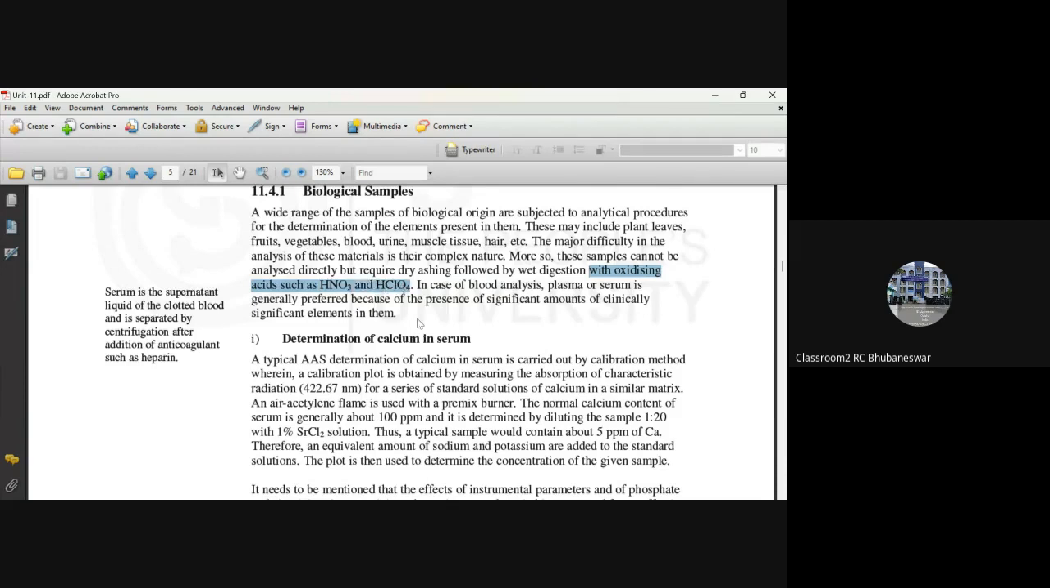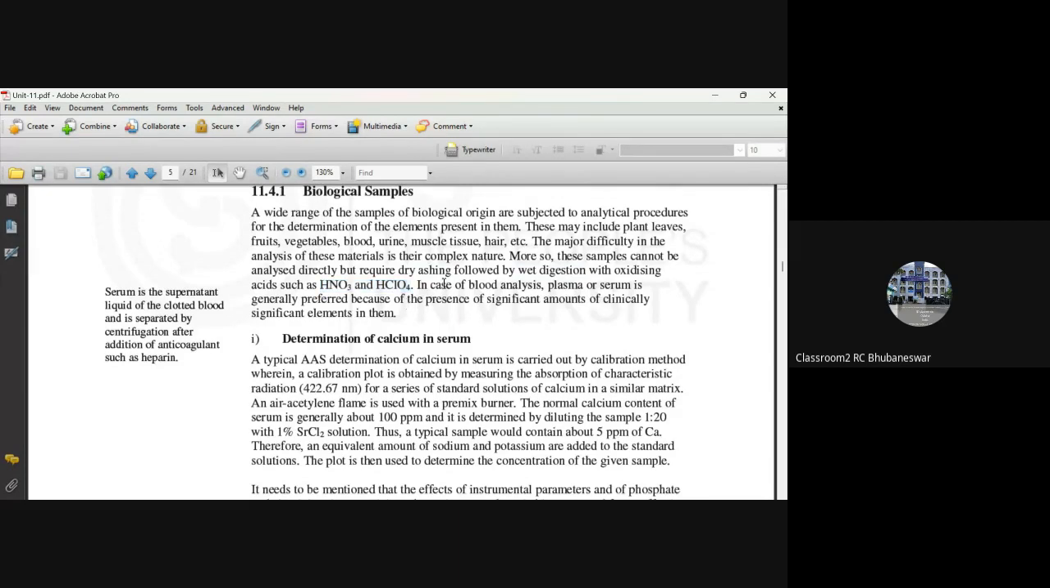These are very good strong acids. First, you have to do dry ashing on these samples. Yesterday I was showing you the heating cycle, where the dry ashing was there. Then here you can do the wet digestion by using some acids.